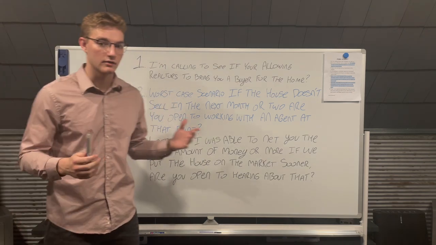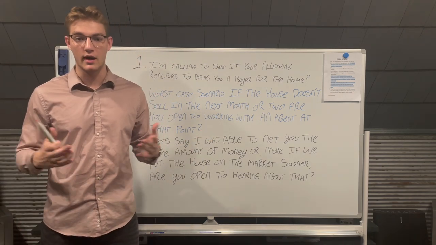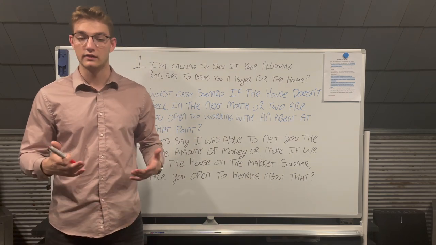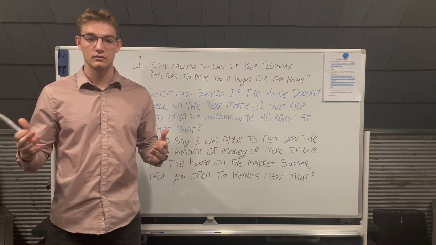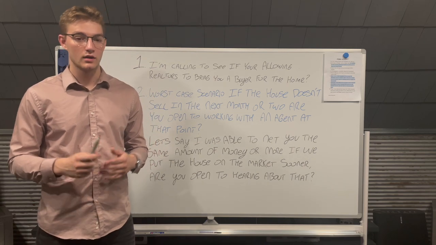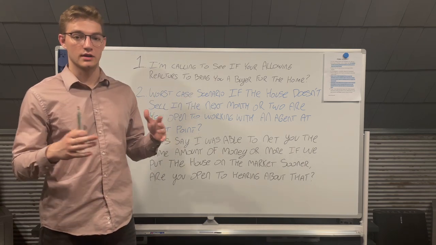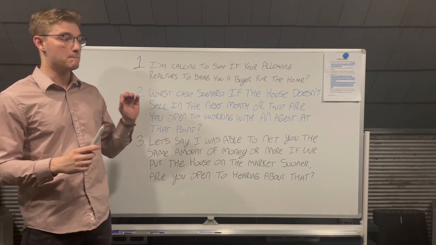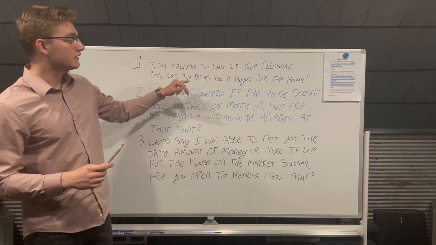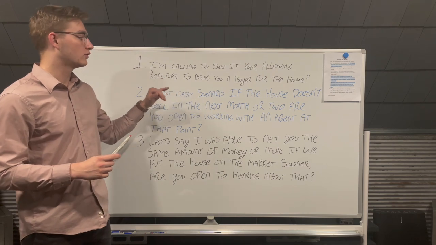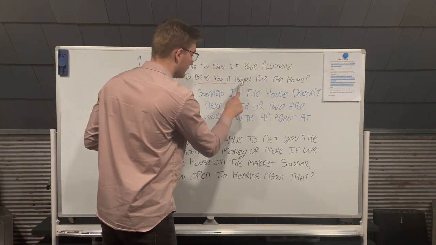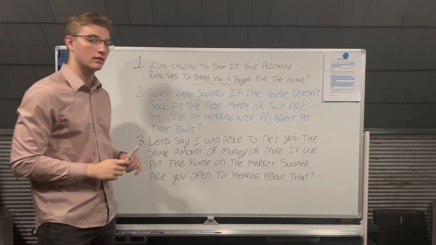So initially, conversation starts out just pretty normally. Hey, calling about your property on Main Street. They usually say something like, yeah, this is Susan, owner of the property on Main Street. Then I go right into the first question. I say, hey, my name's David. I'm a local realtor, but I'm calling to see if you're allowing realtors to bring you a buyer for the home. This is the main thing that they're going to be hearing.